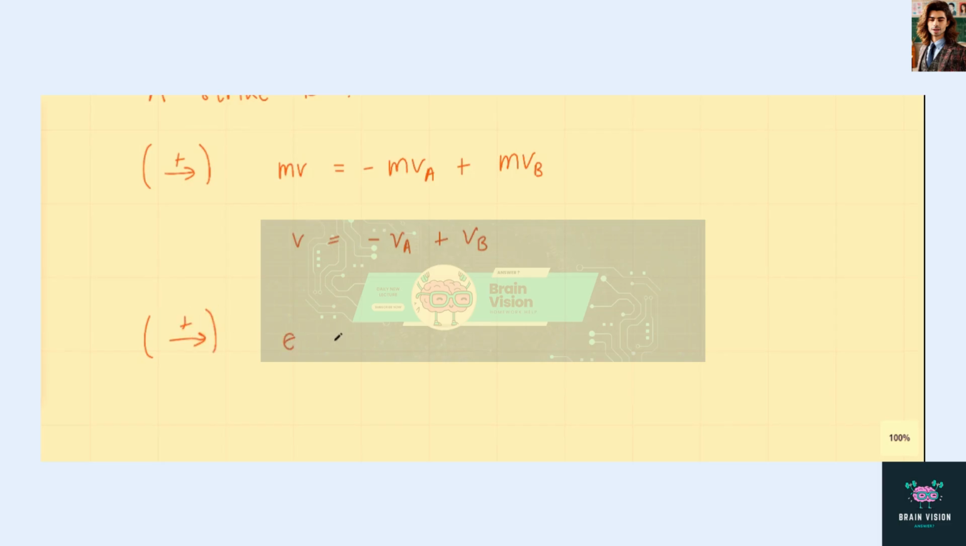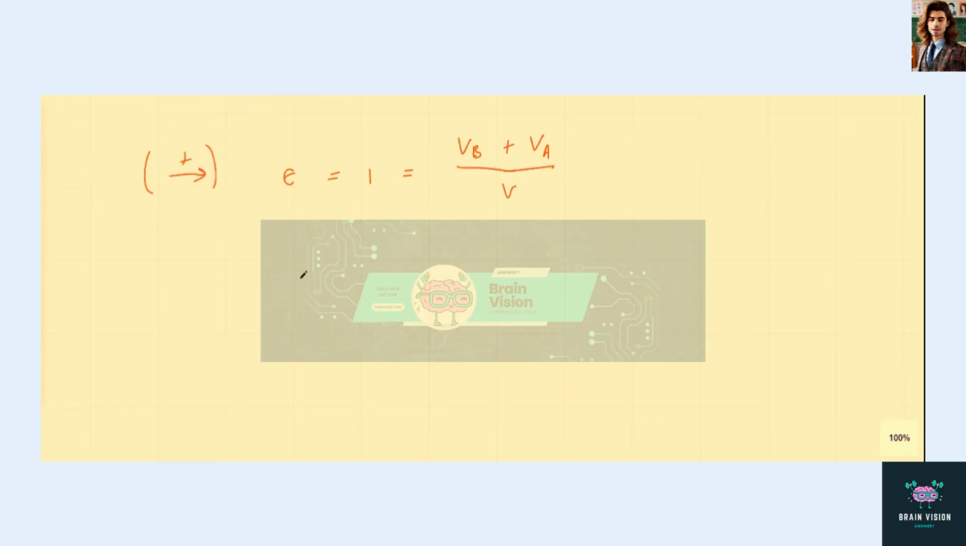Again, the coefficient of restitution E is equal to 1, and this is vb plus va all over v. And so again, two equations with two unknowns gives us that vb is equal to v and va comes to rest, so va is equal to 0.